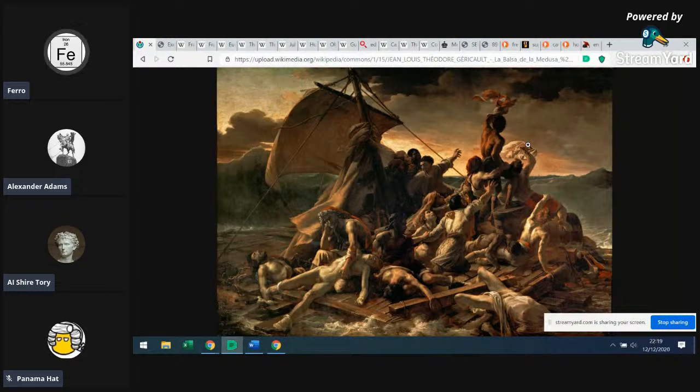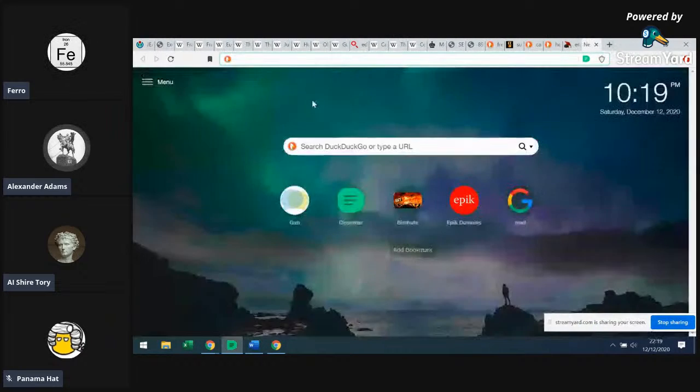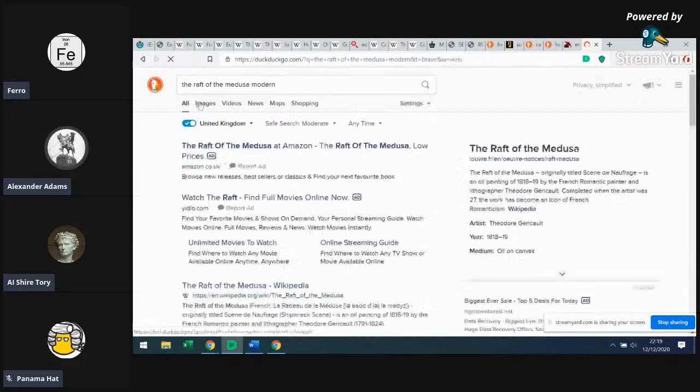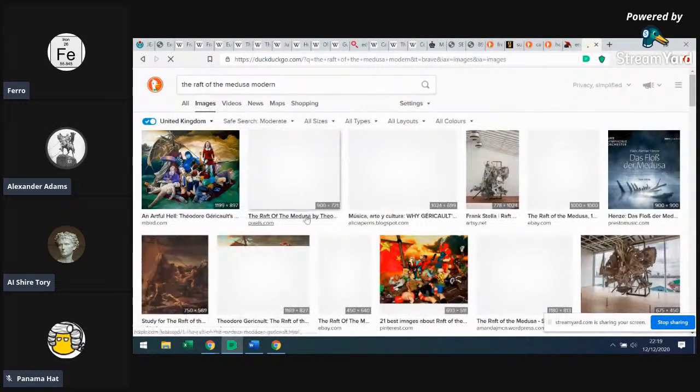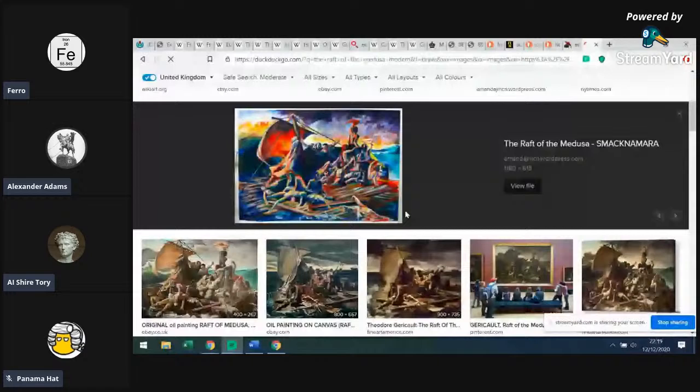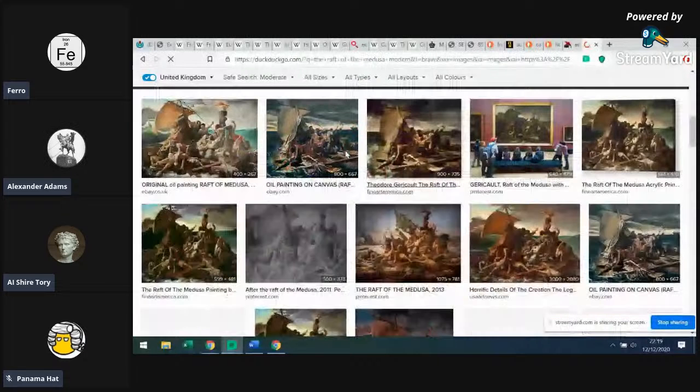Just talk about it for a second, and I'm going to see if I can find some of these modern versions. So what he did was he interviewed some of the survivors. He actually drew and painted some of the survivors as well. So he was trying to make it as accurate as possible. He built a small replica of the actual raft in his studio, so he could have the models pose on it, not all at once, obviously.